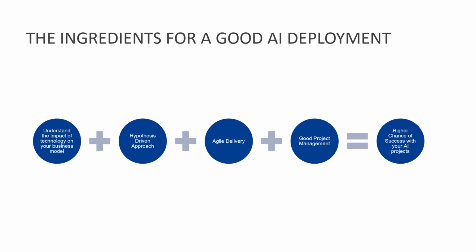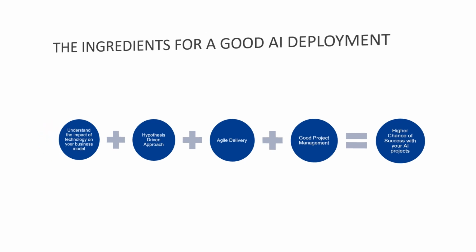These are the four key things that I said lead to a good AI deployment. Understand the impact of the technology on your business model, adopt a hypothesis-driven approach using an MVP when deploying your AI solution, adopt an agile delivery mode when building that MVP so you're constantly getting feedback, and apply good project management, which applies to any kind of technology project.